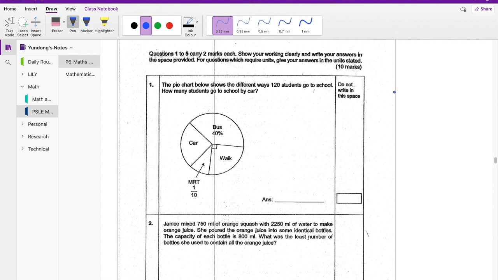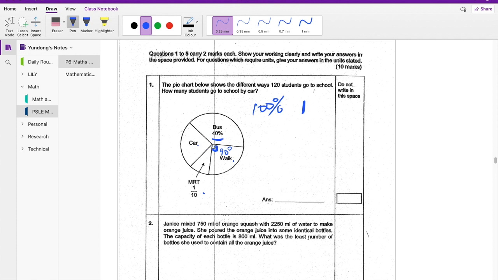Okay, let's come to paper 2. Question 1. The pie chart below shows the different ways 180 students go to school. How many students go to school by car? So here, normally we use a pie chart to show the ratio, right? Then in total, which is 100%, means 1, right? So here we see the bus is 40%. And this is car, this is walk, right? This is MRT. So here we see he gives the right angle here. Right angle means what? 90 degrees.